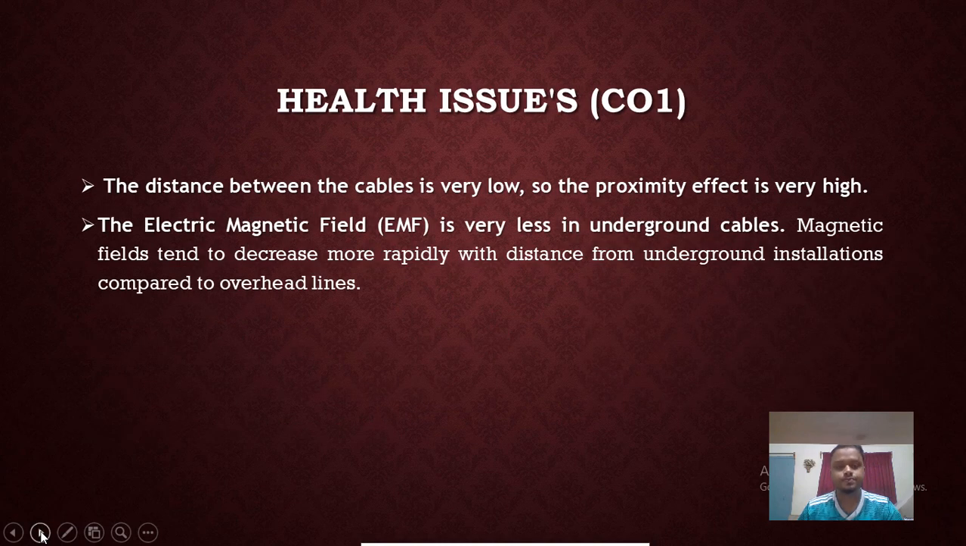The health issues. Before starting up the wiring connection, it is very important to think about the health issues for the people around it. In the underground cable, the distance between the cables is very low, so the proximity effect is very high. The electromagnetic field, often known as EMF, is very low in underground cable. Magnetic field tends to decrease more rapidly with distance from underground installation compared to overhead lines.